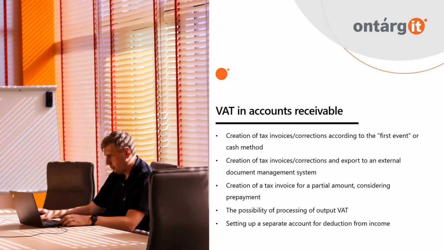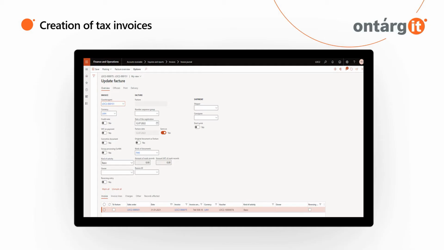Considering accounts receivable, a VAT invoice can be created and exported to the single register of created tax invoices and corrections. Also, a tax invoice can be created for a partial amount, considering the previously made advance payment. A tax invoice can be created based on a specific invoice or several invoices or selected invoice lines. If necessary, you can specify the type of documents, reason code, and date of registration, although in some cases this information may be pulled automatically.